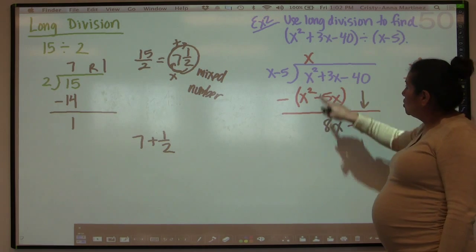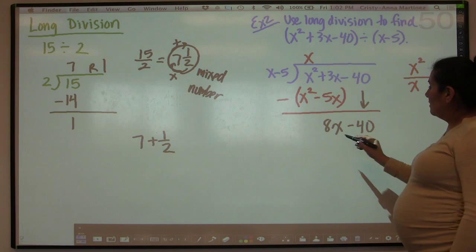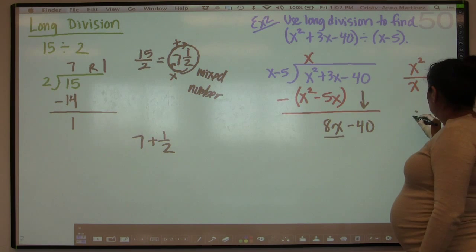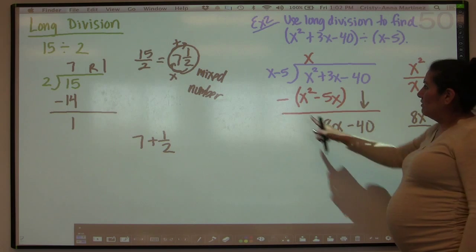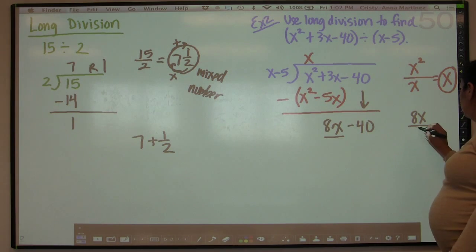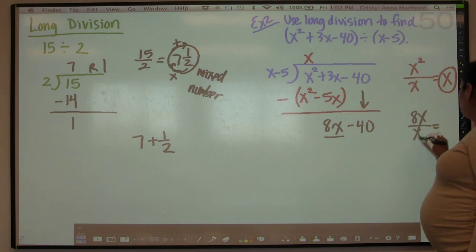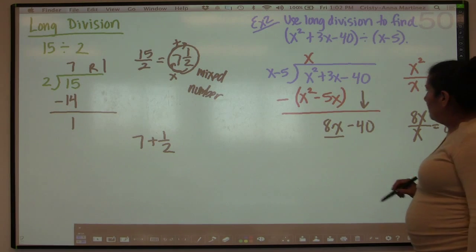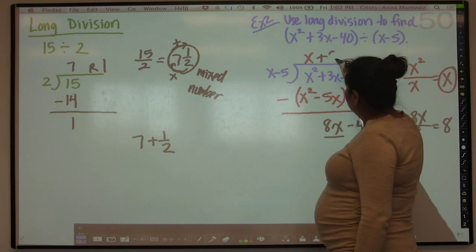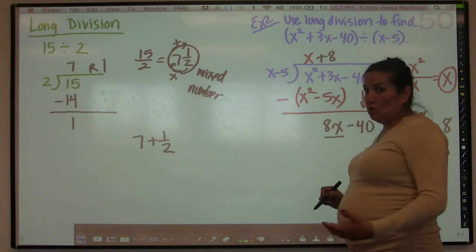Again, we need to figure out what we should put up here. Well, you take the leading term and divide it by the leading term of this one. The x's will cancel and you'll get just 8. So that means we're going to put a positive 8 over here. And then we'll do the process all over again.